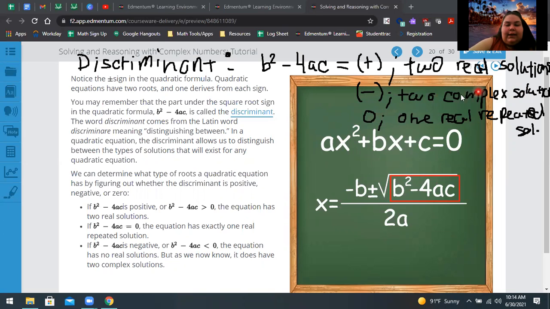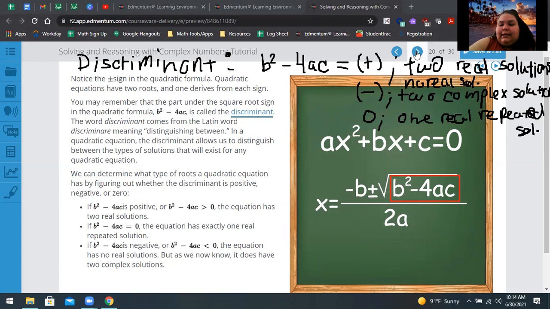I'm going to make another note here. Not only is it two complex, you're going to say no real solution. Again, this is for negative. No real solution, but two complex. They might swap back and forth, but the idea is that we're shifting into those two complex solutions.